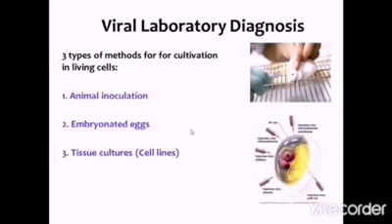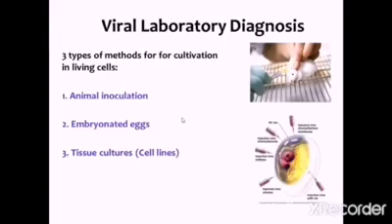But there are certain disadvantages of this method. There can be interference of immunity with viral growth, infection of the animal with latent viruses, high cost, difficulty in handling, and maintenance of animals. So these are the issues with the animal inoculation method.